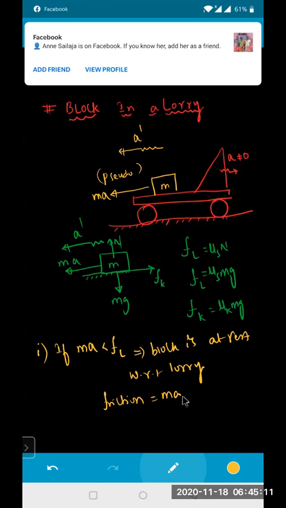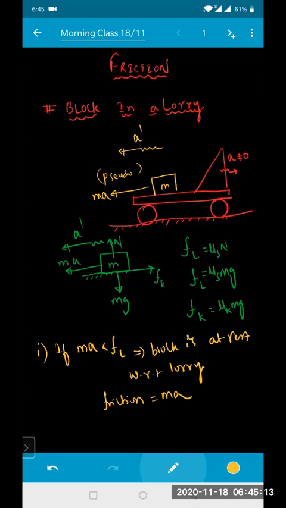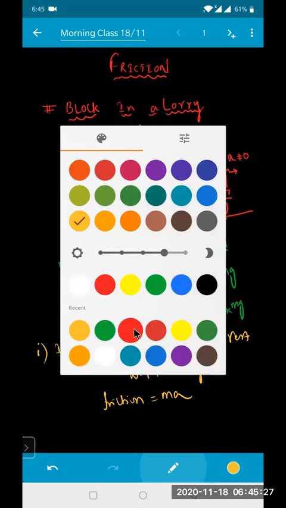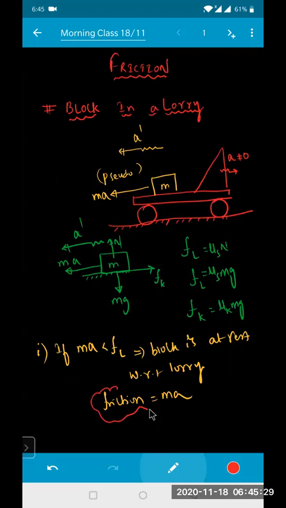So what will the friction become at that time? Friction is a self-adjusting force, so it will be equal to M into A, because the applied force is not sufficient to break the bond between them. So friction will be equal to the applied force. What is the applied force on this one? Pseudo force, M into A. So friction will be self-adjusting. That is the reason it will be equal to M into A.